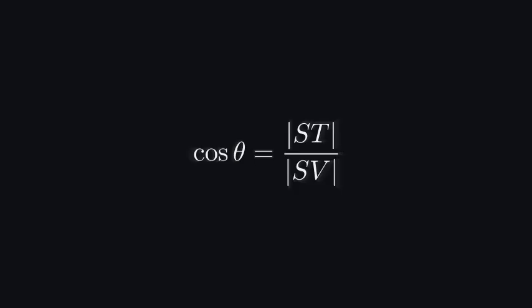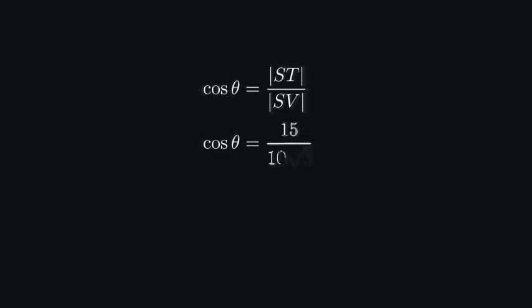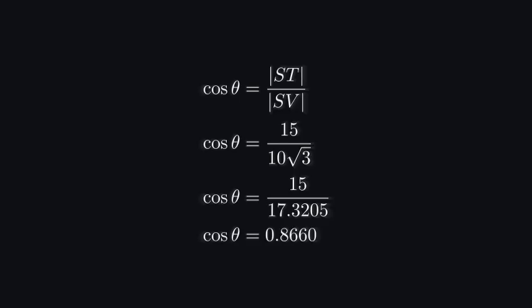Now substitute the known lengths. Cos theta equals ST over SV. Cos theta equals 15 over 10 square root of 3. Cos theta equals 15 over 17.3205. Cos theta equals 0.8660. So angle VST equals 30 degrees.